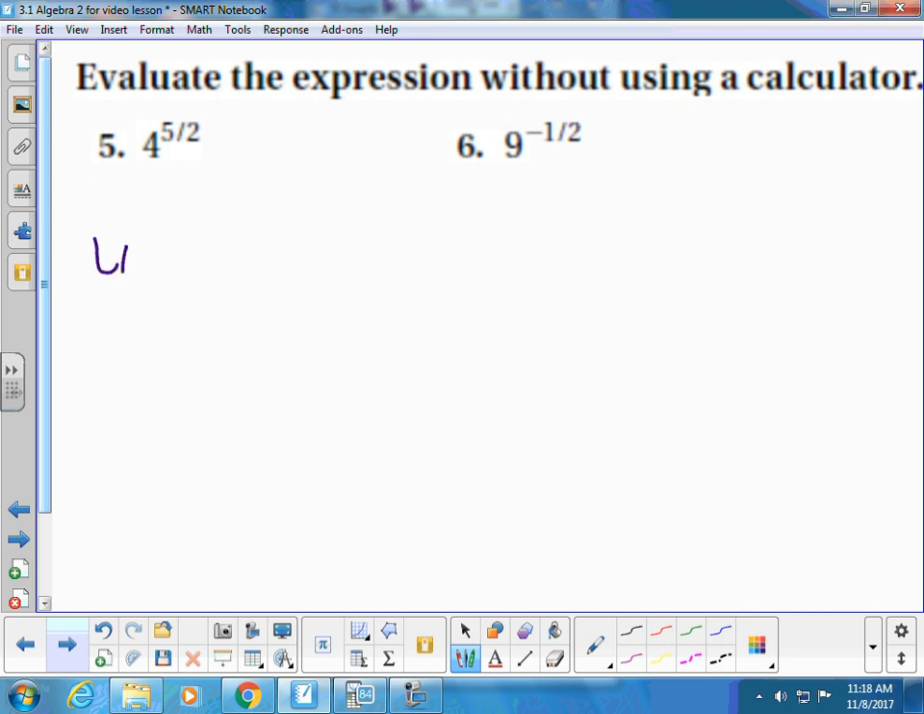So we've got 4 to the 5 over 2. And if you remember my trick, it's take the 5 to the right and the 2 to the left. So the 2 becomes the radical, so it's the square root of 4. And the 5 becomes the exponent. Now we all know that the square root of 4 equals 2. But now we add on the 5th as the exponent of the 2, and we just have to calculate 2 to the 5th. 2 times 2 times 2 times 2 times 2. I'll let you think about it for a second. It is going to be 32.